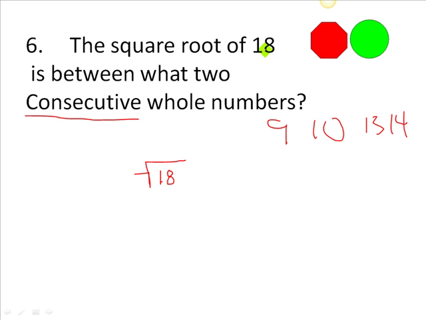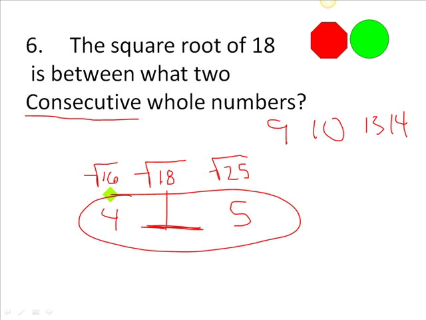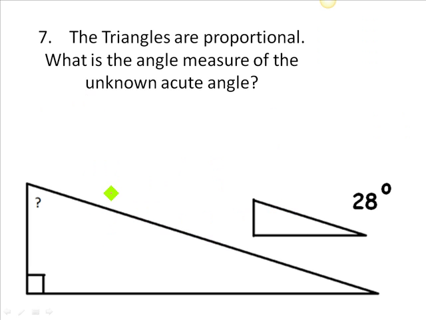Well, if we take a look at this, we go the square root of 16 and the square root of 25. The square root of 16 is 4. The square root of 25 is 5. So the square root of 18 comes between the square root of 16 and 25. And so it falls on the number line somewhere between 4 and 5.